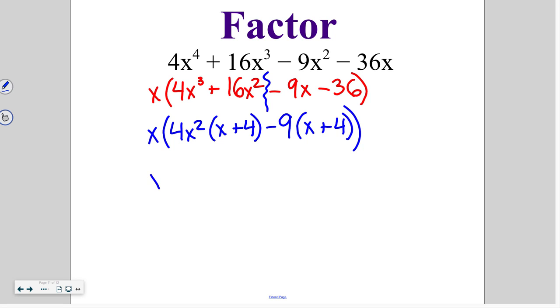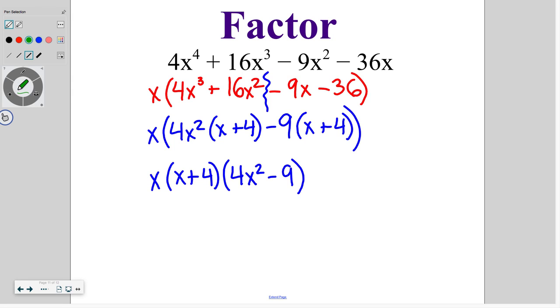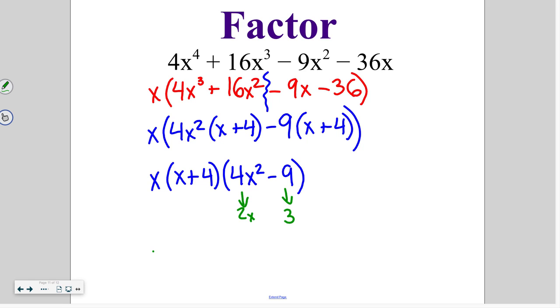So then we have our x out front still, our matching piece of x plus 4, and our other pair of parentheses of 4x squared minus 9. Since we have a difference here, I want to check for difference of squares. I can take the square root of 4x to the second, which is 2x, and I can take the square root of 9, which is 3. So that means that last piece is a difference of squares that I have to break down.